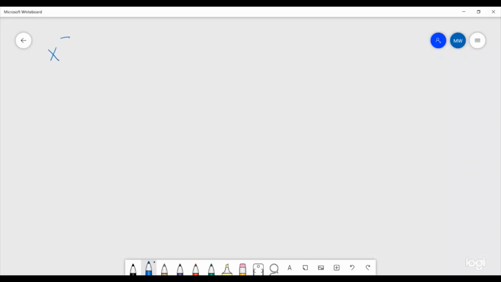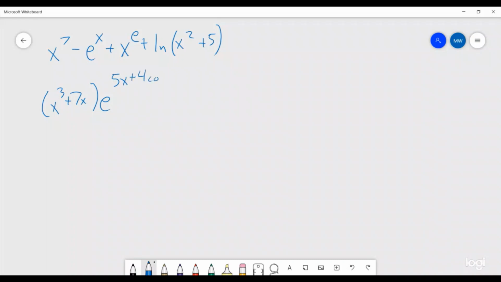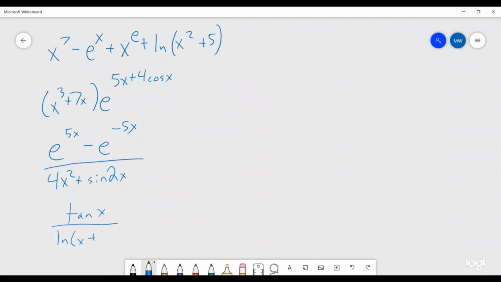We have x to the 7th minus e to the x plus x to the e plus natural log of x squared plus 5. We have x cubed plus 7x times e to the 5x plus 4 cosine of x. We have e to the 5x minus e to the negative 5x divided by 4x squared plus sine of 2x. And then we have tangent of x divided by natural log of x plus 5. So figure out what each of these derivatives are.